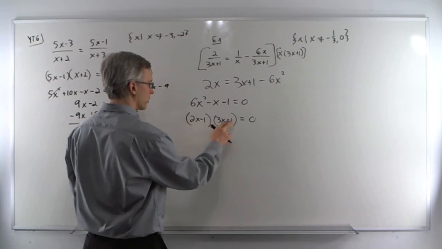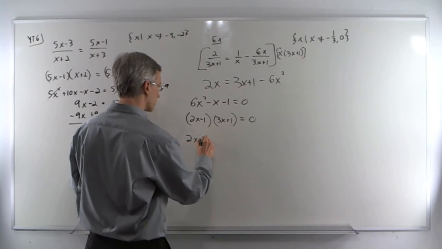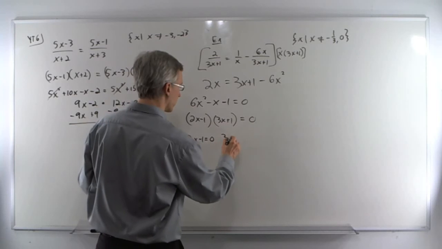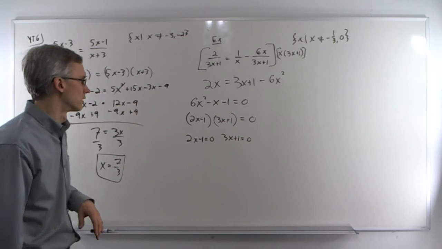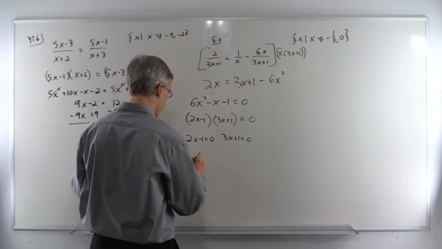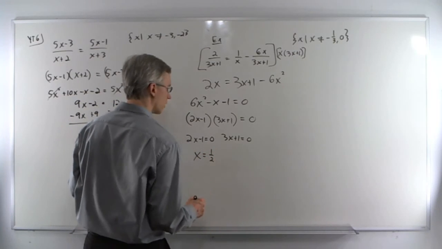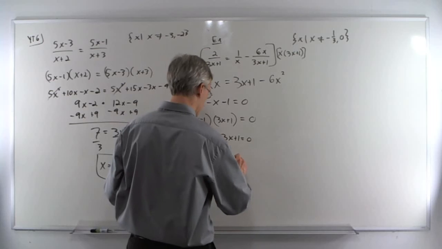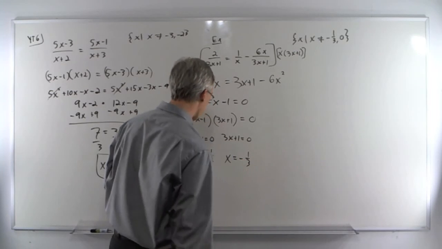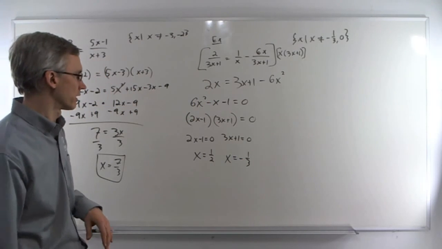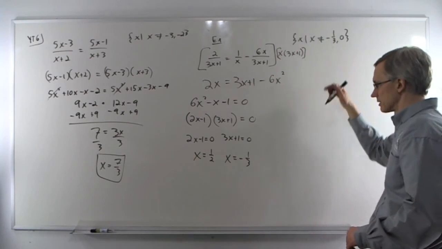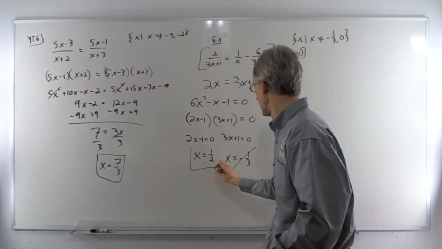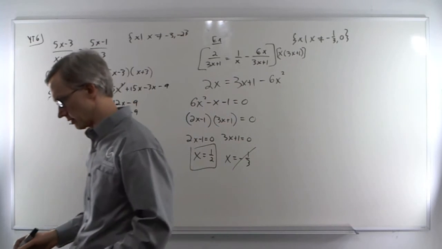Okay, 2x minus 1 equals 0. We're going to use the zero factor property here. And 3x plus 1 equals 0. So this one, we get 1/2. And this one, we get negative 1/3. All right, so there's our two solutions, but negative 1/3 is excluded. So this one's out, and x equals 1/2 is the only solution.